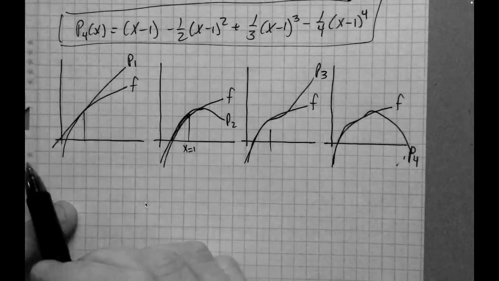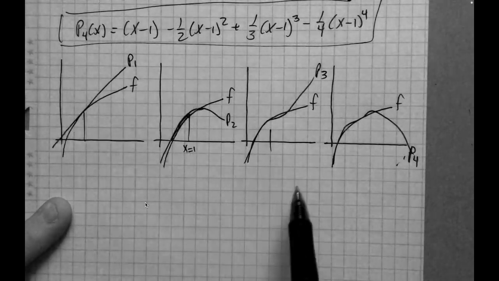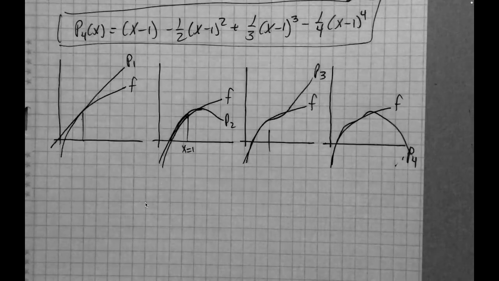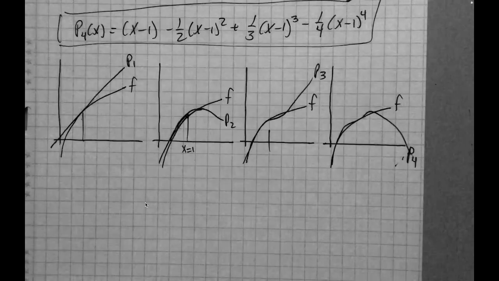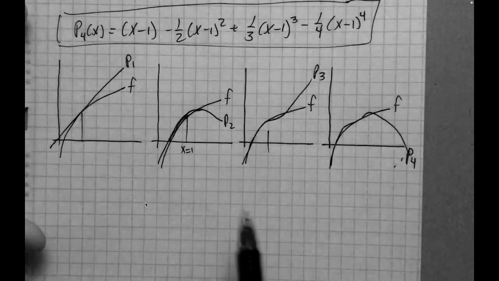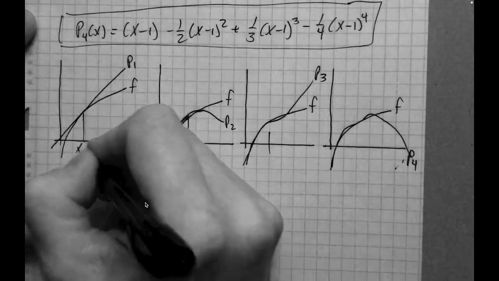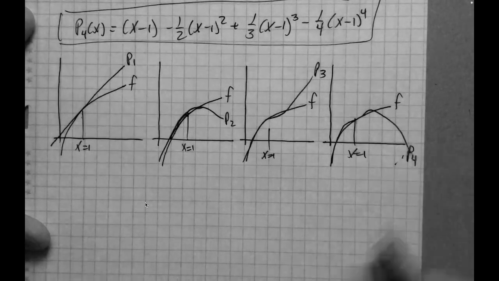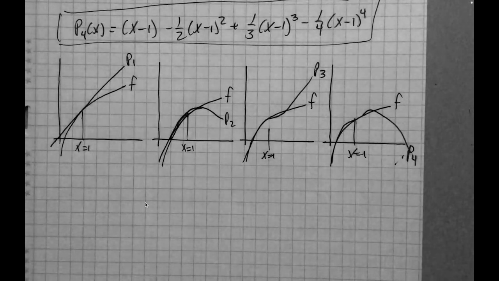But the idea is that in each case, the curvature of P is changing. The first degree, second degree, third degree, and fourth degree polynomials are going to have a different number of turns, right? And so the polynomials are always going to be changing, but in each case, they're going to become better and better approximations of f at x equals 1. Okay, in the neighborhood of x equals 1.